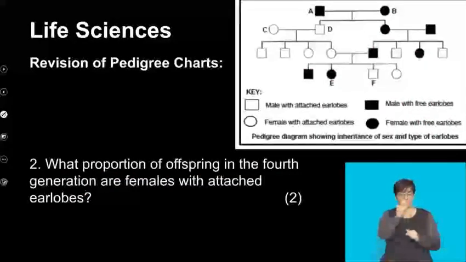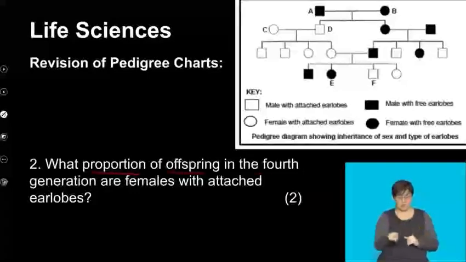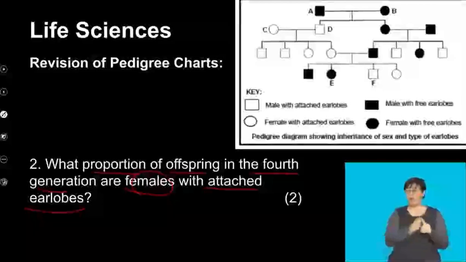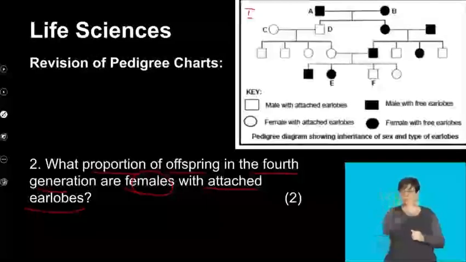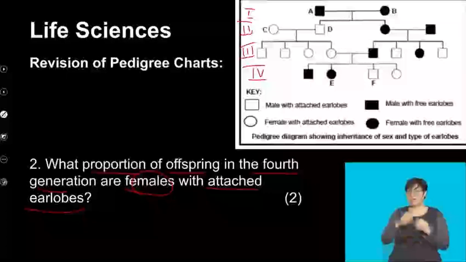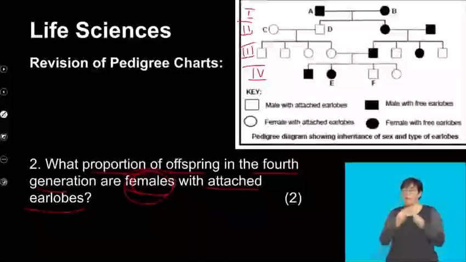The next question would be, what proportion of offspring in the 4th generation are females with attached earlobes? Now let's count the generations. So that's the 1st generation, the 2nd generation, the 3rd generation, and the 4th generation. So we've got to determine in the 4th generation what is the proportion of females with attached earlobes.